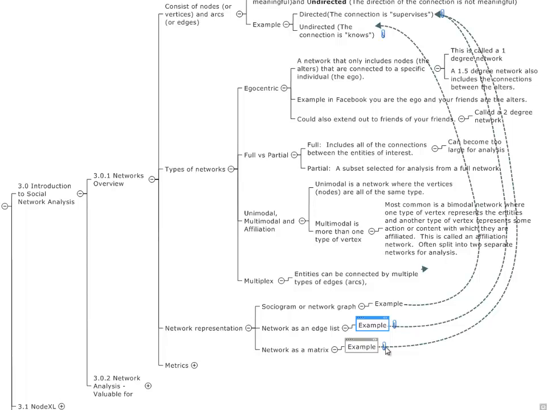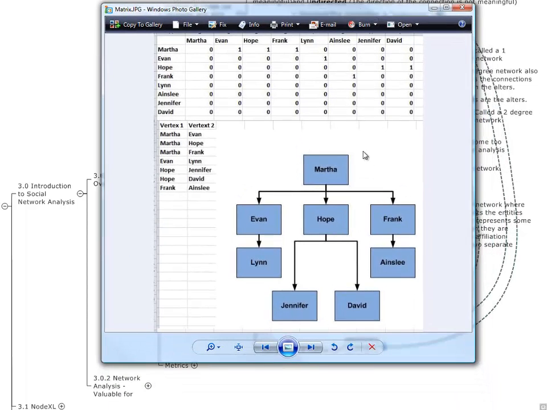And finally, you can also look at it as a matrix, sort of like an instance matrix in a way. Here we have our sociogram, our edge list, and then this is a matrix of it. A 0 means there is no relationship. In this particular case, Martha supervises Evan, Hope, and Frank. Evan supervises Lynn, and Hope supervises Jennifer, and so forth. You can see this is a sparsely populated matrix. Some graphs are much more populated with ones than this particular example is.